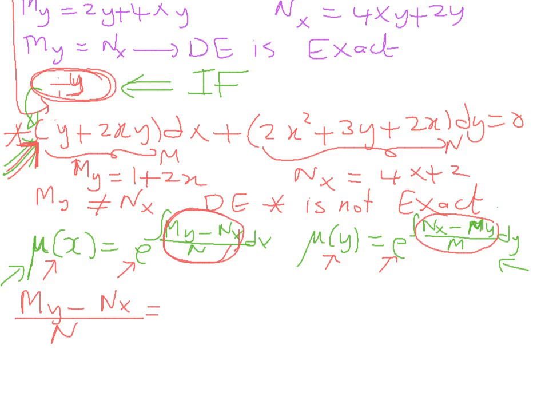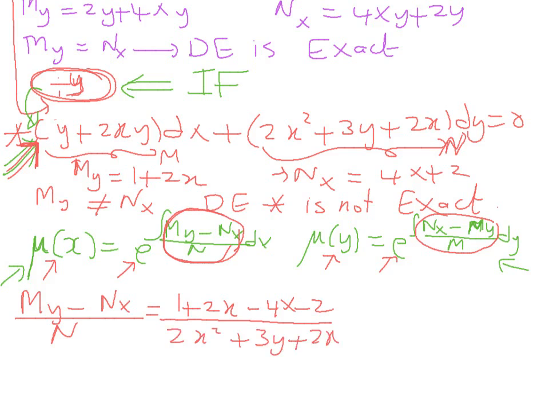M_y minus N_x divided by N is 1 plus 2x, this is M_y, minus N_x, so minus 4x minus 2, which is this, divided by N, which is this one, so 2x squared plus 3y plus 2x.